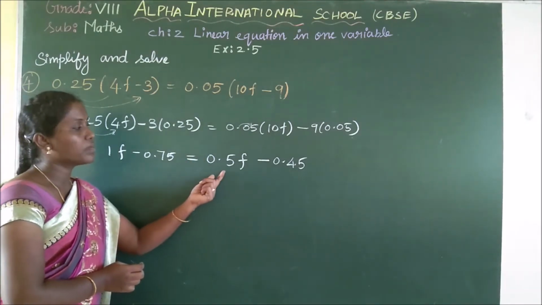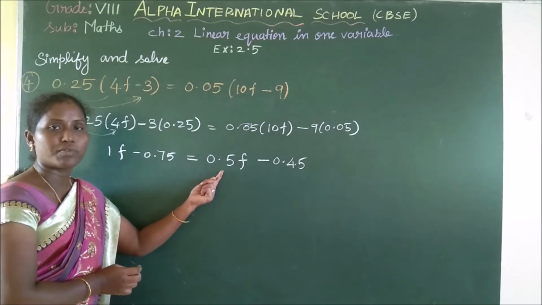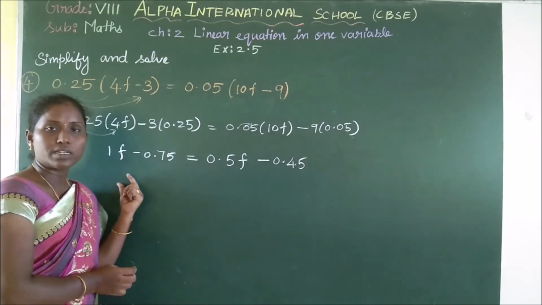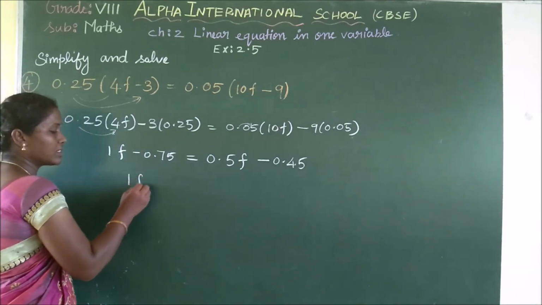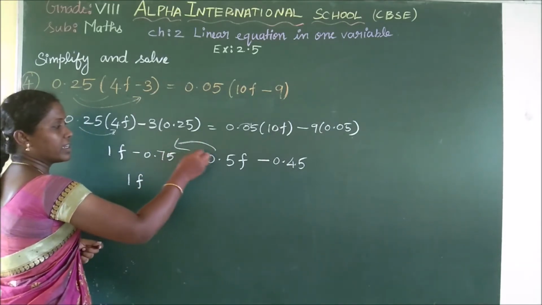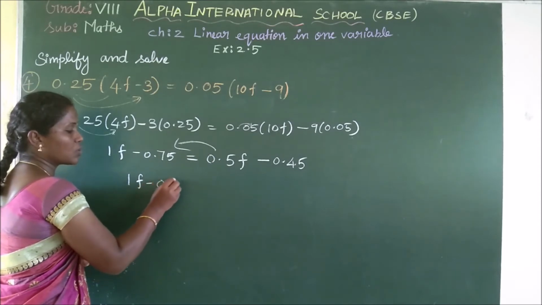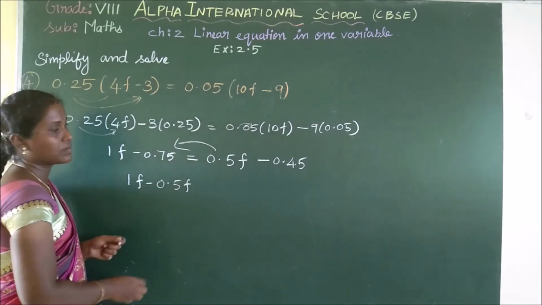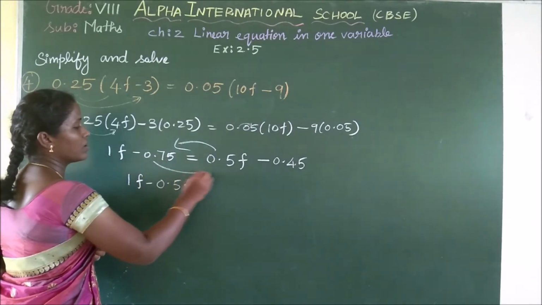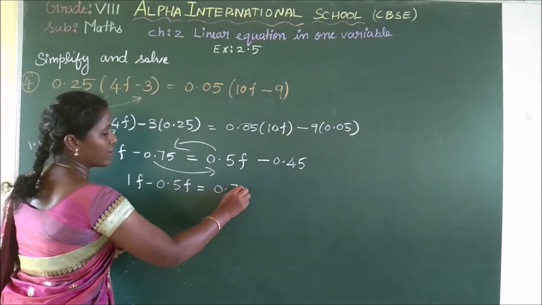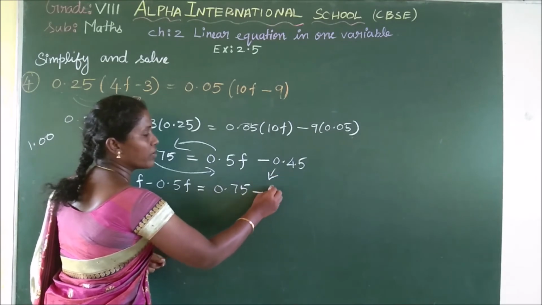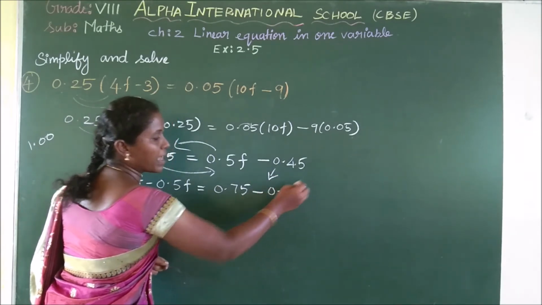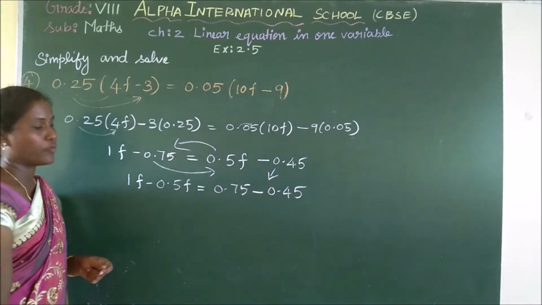Now what we have to do is group the variable f. What is the variable here? f. The terms of f go to one side of the equation and the numbers to the other side. So how to group it? 1f, and here it is plus, so it becomes minus 0.5f, is equal to 0.75. Here it is minus, so plus 0.75. Already 0.45 exists there, so keep it as it is, minus 0.45.